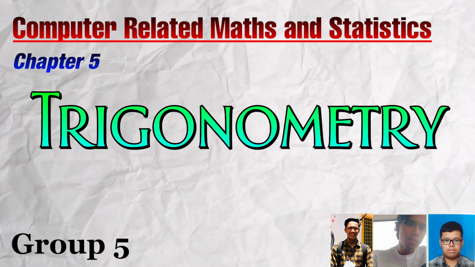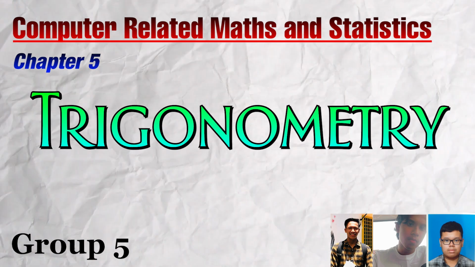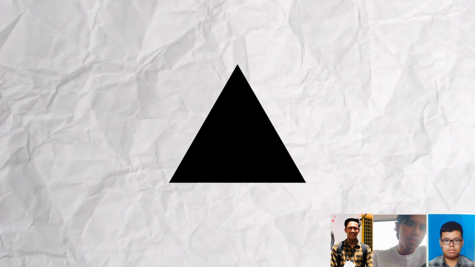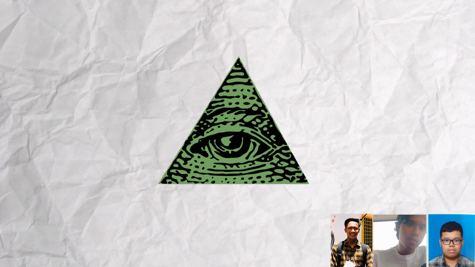Today, me and my group mates are going to try and teach you about computer-related maths and statistics chapter 5, Trigonometry. This is a triangle. I'm sure you've seen it before. 3 sides, sum of internal angles is 180, Illuminati, pretty normal stuff.